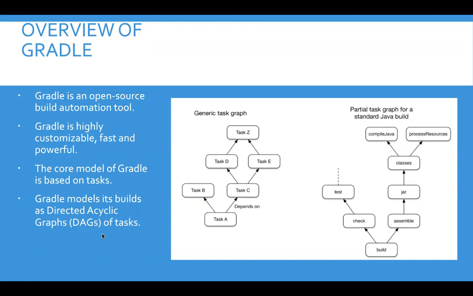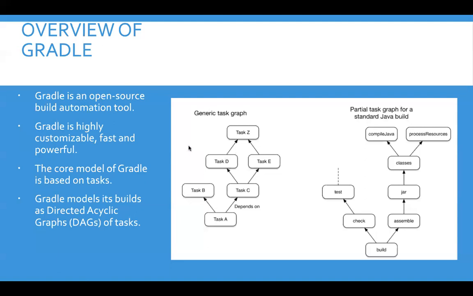So what Gradle does is create tasks, like we saw with Maven. Maven has a fixed build cycle, but Gradle has tasks. The core model of Gradle is based on tasks. Gradle builds a directed acyclic graph. It creates tasks and arranges them in a DAG, and then sees which task is dependent on what and in what hierarchy they should run. In the generic task graph shown here, task A is dependent on B and C, and C has transitive dependency on D and E, and so does Z.